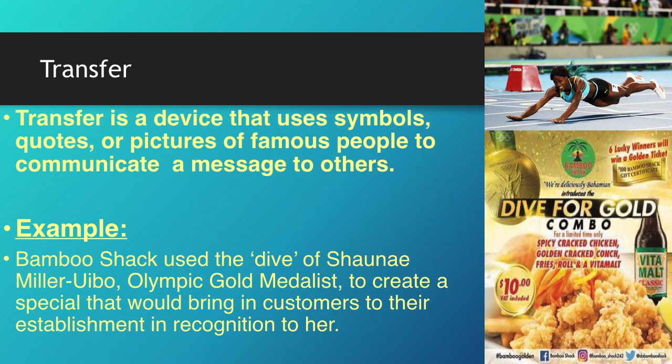Our next device is transfer. Transfer is a device that uses symbols, quotes, or pictures of famous people to communicate a message to others. So our example here is what? Bamboo Shack used the dive of Shawnee Miller-Rebo, Olympic gold medalist, to create a special that would bring customers to their establishment in recognition of her.